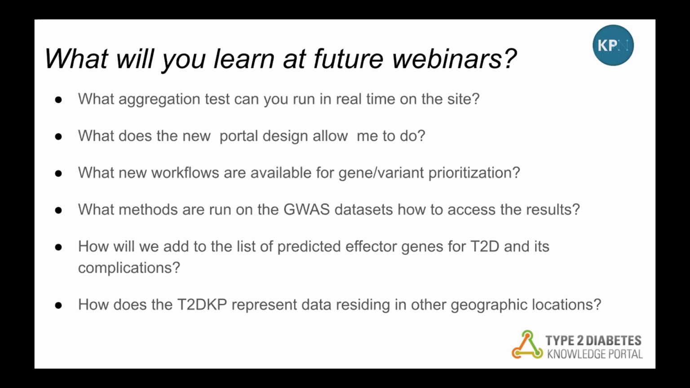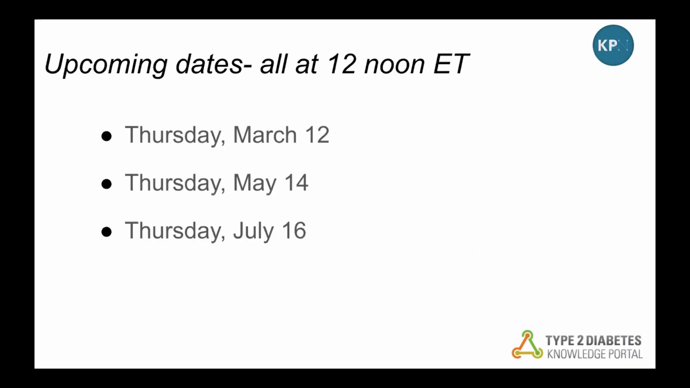So we can talk about that. We'll talk about new workflows that are available for gene and variant prioritization, methods that are run on the GWAS datasets and how to access those, not only from download APIs as those get better and grow. We'll add to our list of predicted effector genes and complications. And finally, hopefully our EBI colleagues will help talk about the federation that we have at EBI. And so those dates, Maria, if you don't mind going to the next slide, would be great.